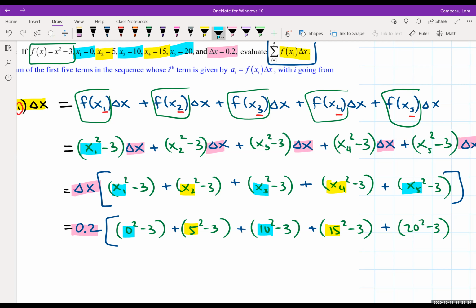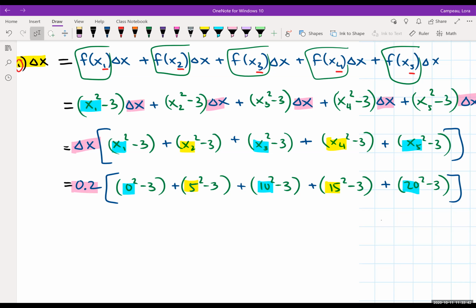So this is just function notation, and you guys have been dealing with function notation. You're pretty good at this. So now all it is is simplifying a little bit more. Take some time on this. We should have 0.2. We're still multiplying everything by this. Now it's just a matter of saying, what is 0 squared minus 3? Well, that's negative 3. Add this. What is 5 squared minus 3? 25 minus 3 is 22. We're adding this to 10 squared minus 3. 10 squared is 100. If you take away 3, you get 97.